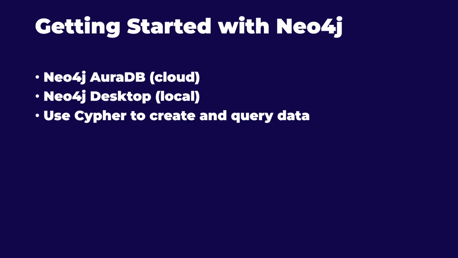To get started, you can use Neo4j AuraDB, which is a cloud-hosted version, or install Neo4j Desktop. You'll create nodes and relationships using Cypher.